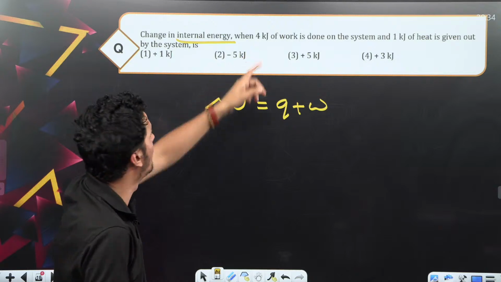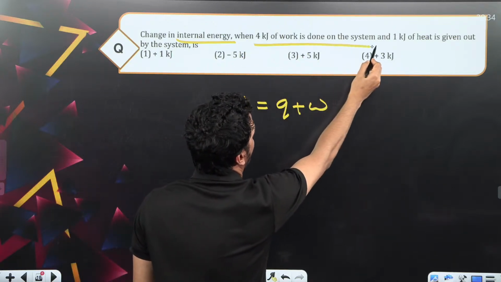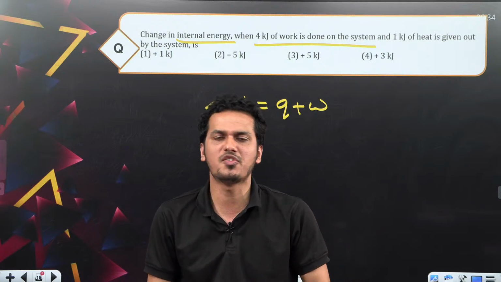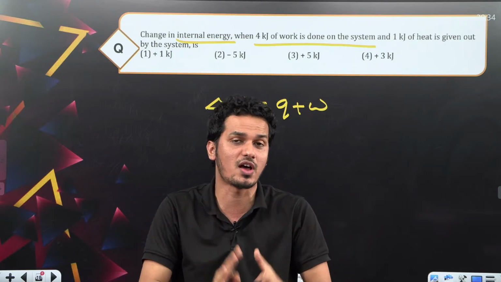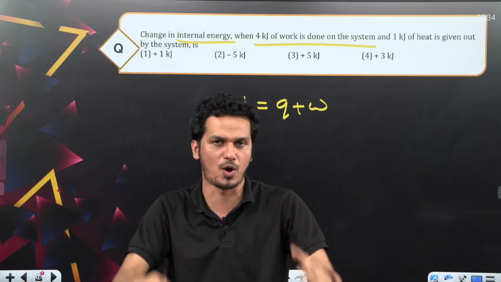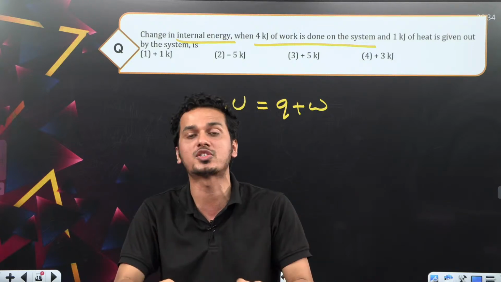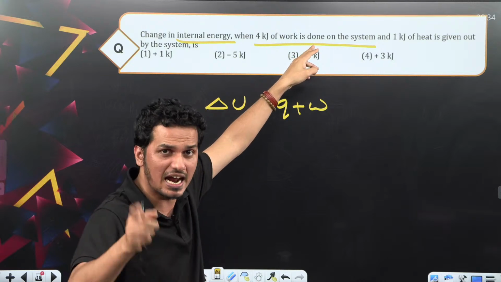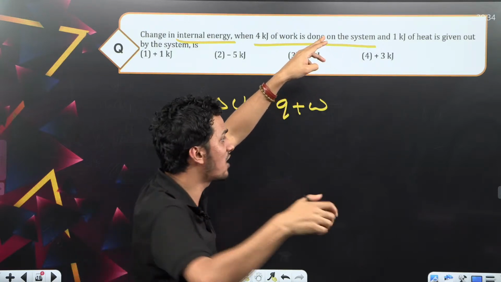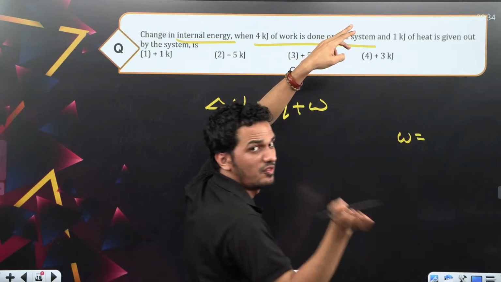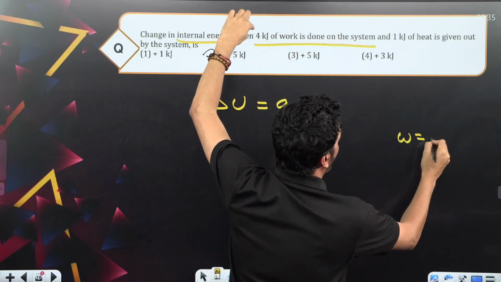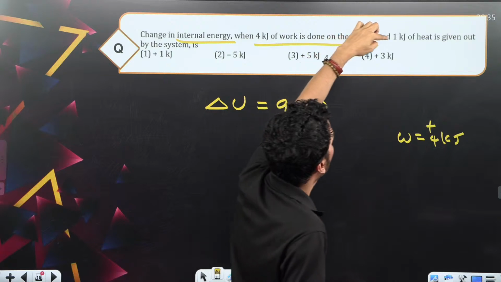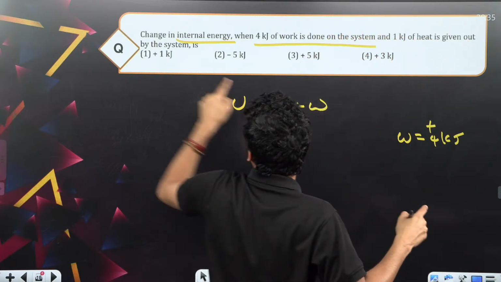And here they are telling, when 4 kilojoule of work is done on the system. So we must remember, for our system, if anything is a profit for our system, then we have to consider it as positive, and if it is a loss for the system, we have to consider it as negative. Work done on the system means some energy is given to the system. That is how much? 4 kilojoule, plus. Okay, and 1 kilojoule of heat is given out by the system.